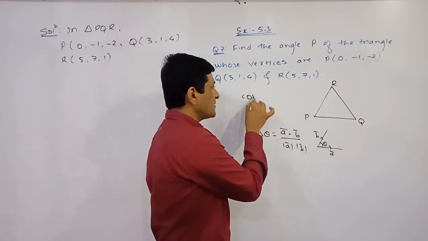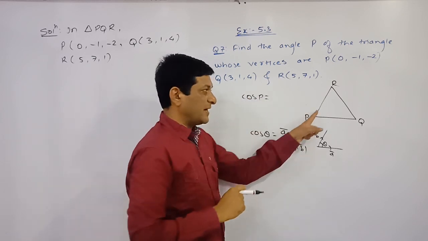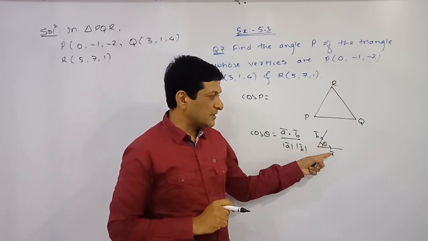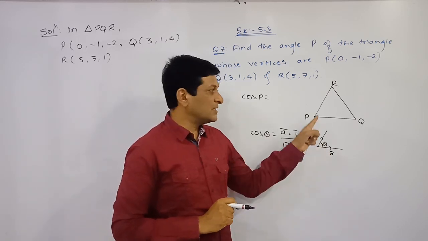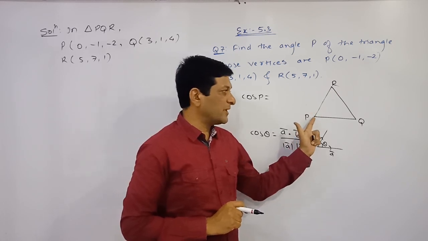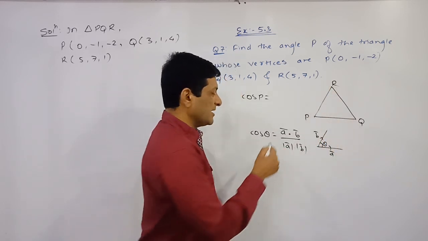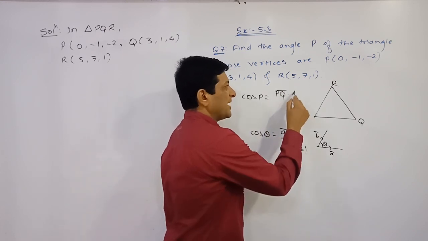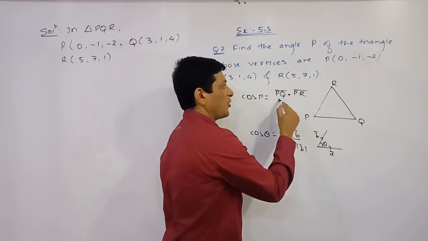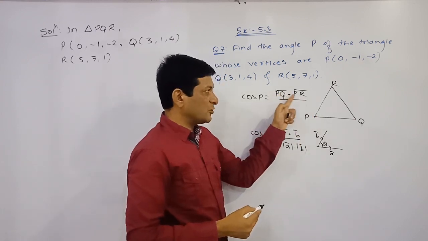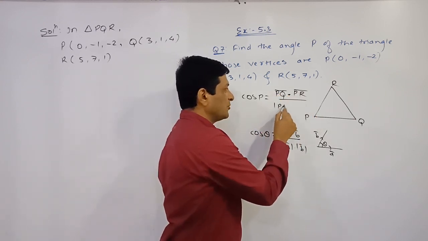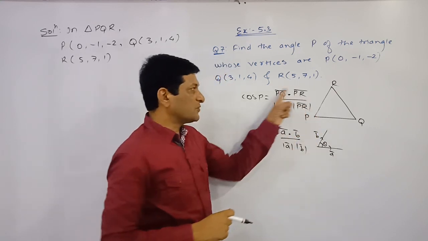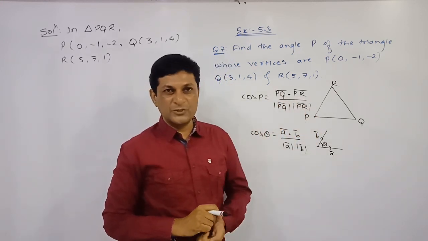Means here cos P will be equal to, since we are finding angle P. Here this angle theta is included between the two vectors A bar and B bar. Here this angle P is included between the two vectors PQ bar and PR bar. So instead of A bar we will get PQ bar, and instead of B bar we will get PR bar. So our formula will become cos P equals PQ bar dot PR bar upon magnitude of PQ bar into magnitude of PR bar. Applying this formula we have to find the angle between these two vectors.